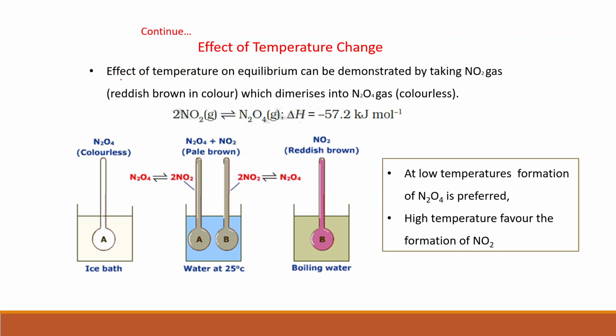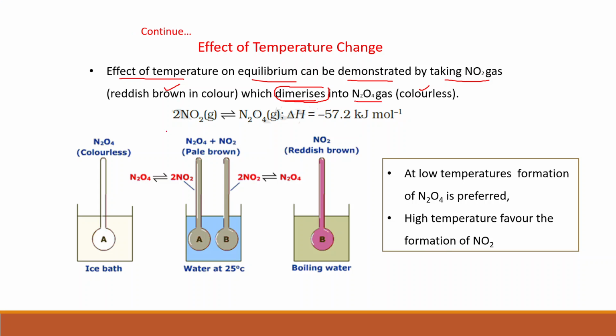Now let us see one more example. The effect of temperature on equilibrium can be demonstrated by taking NO2 gas, which is reddish brown in color, which dimerizes into N2O4, which is colorless. What is the meaning of dimerizes? Dimerizes means two molecules of NO2 combine and form one molecule. Di means two, mer means unit. Two units combine and form a single unit. This is the meaning of dimerization.